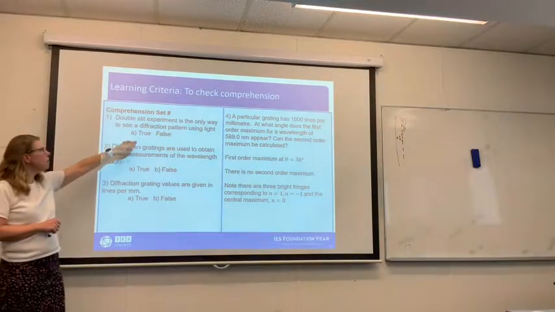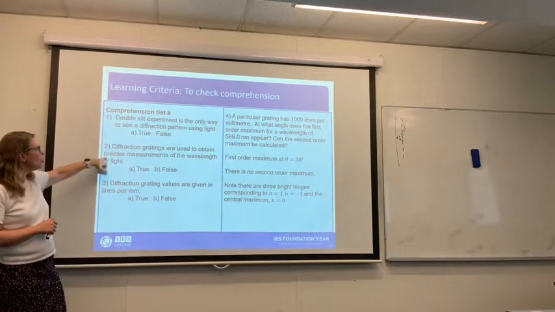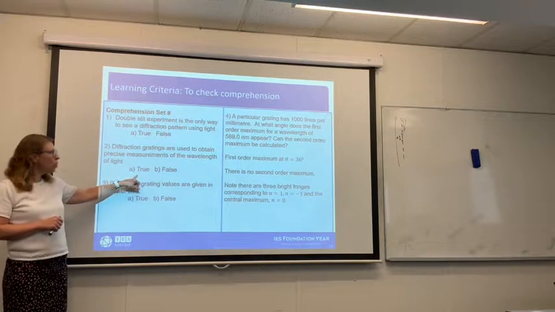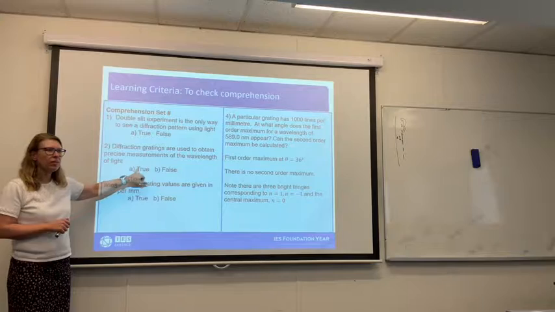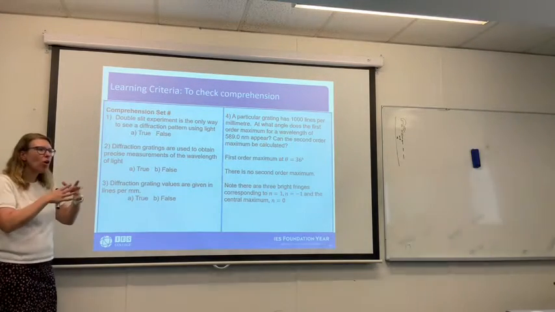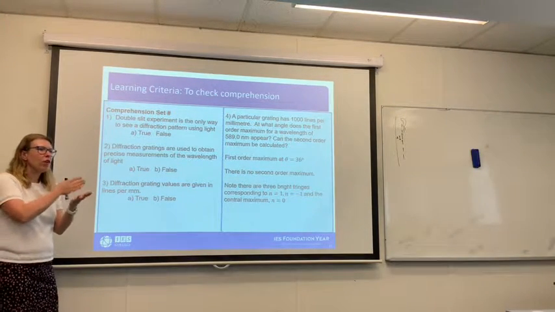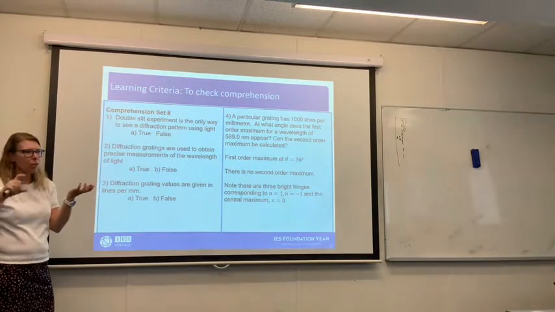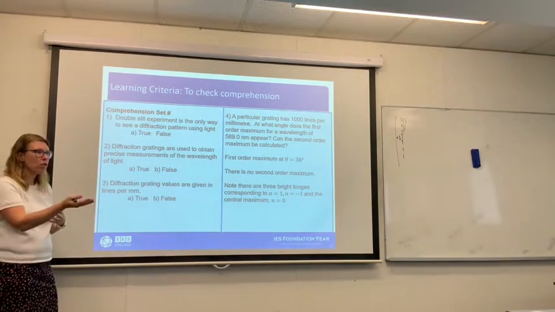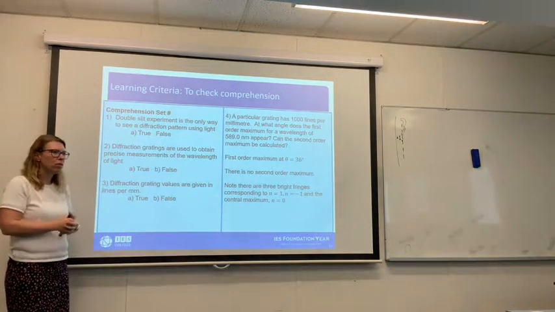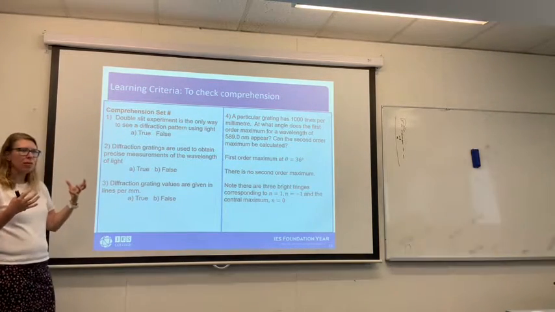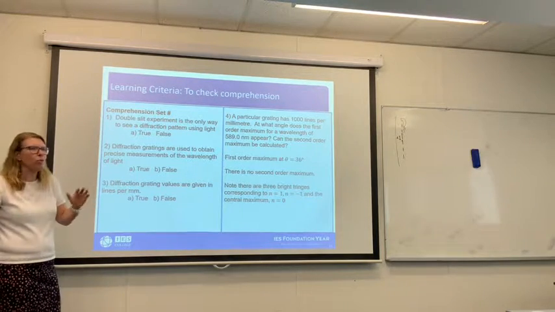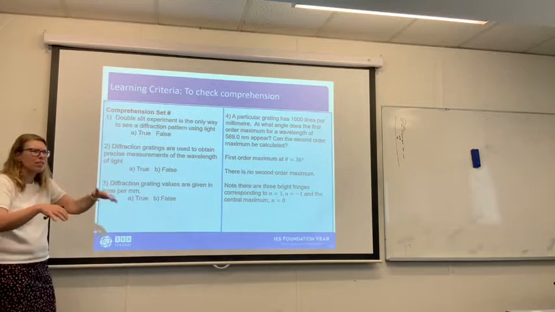Question 1 is false. Diffraction gratings are used to obtain precise measurements of wavelength of light. True or false? True. Okay? Because this stuff is known, so we know that a wavelength of this value diffracts in this way. We already know that now, hence why it's so useful with chemicals. You ionize the chemicals and they'll emit light of a certain amount because they're emitting photons. Well, we're going there. It's going to be really exciting.